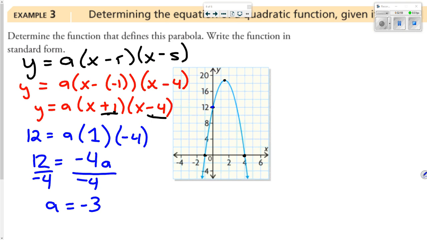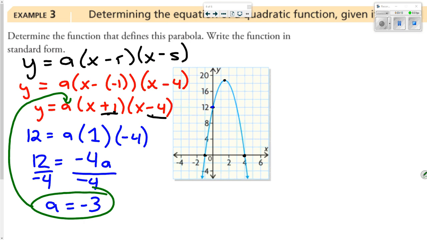Well, it is negative, as kind of expected, because the parabola is opening down. So we take that value for a, take it back over here, and we get our equation for the parabola as drawn. y is equal to -3 multiplied by (x plus 1) multiplied by (x minus 4).